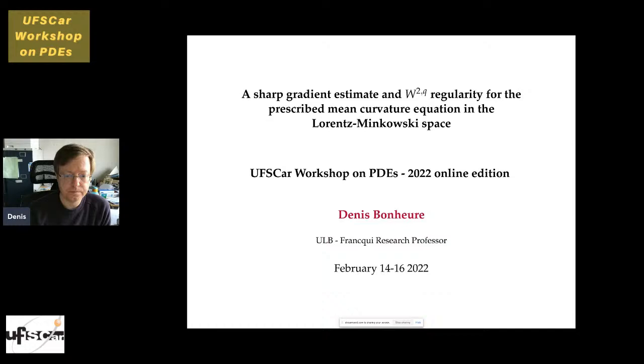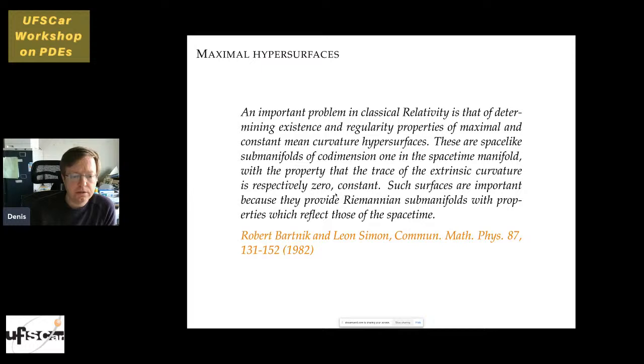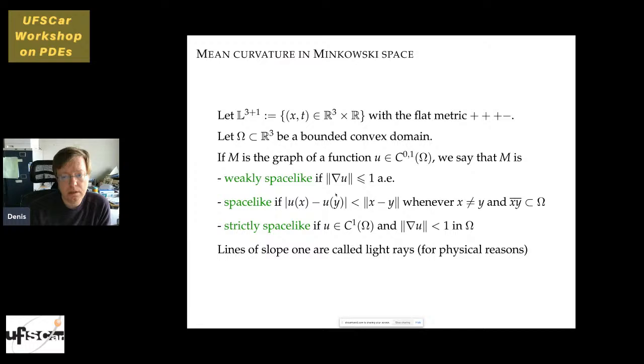Here is the plan of my talk. I'm going first to discuss a little bit about what I mean by mean curvature in the Minkowski space. So let me start with a quotation from a paper by Bartnik and Simon saying that finding, let's say, a maximal or constant mean curvature hypersurfaces is an important issue in classical relativity. And so a motivation could be from physics. In fact, examples of space-like submanifolds are interesting because they provide some Riemannian submanifolds with the properties of the spacetime.